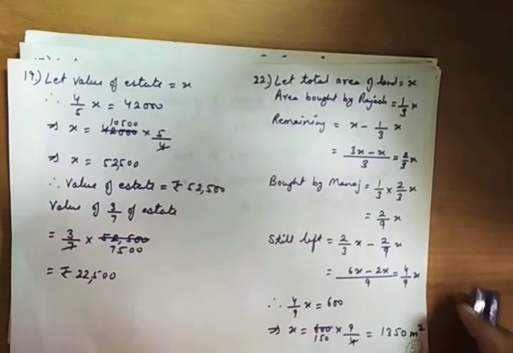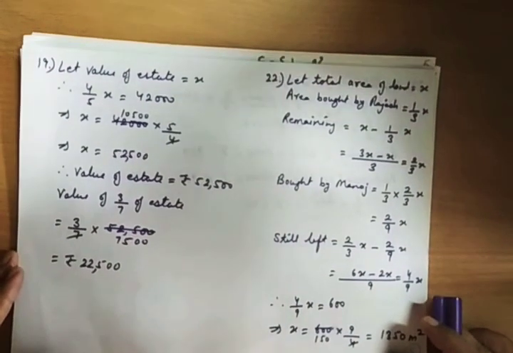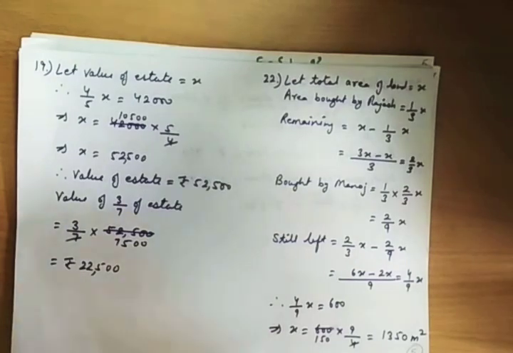So this is question number 19. It says, if 4 by 5 of an estate is worth rupees 42,000. Estate means any property. If 4 by 5 of an estate is worth rupees 42,000, that means the value of 4 by 5 of an estate is equal to 42,000.